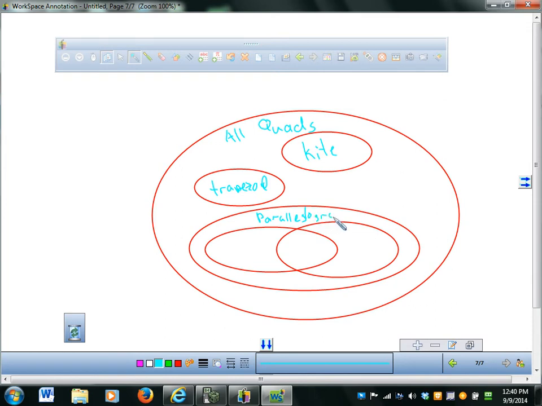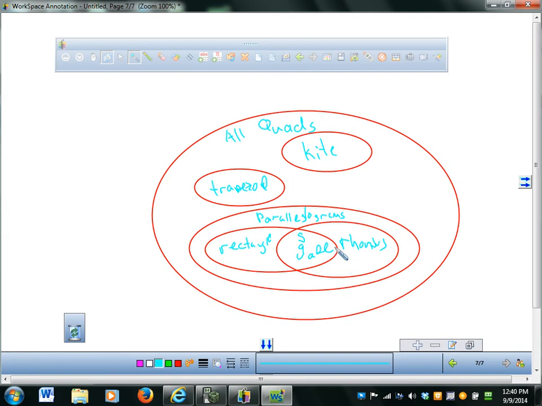Parallelograms. Okay? And then one type of parallelogram is a rectangle, right? And another type of parallelogram is a rhombus, right? What's between the intersection of a rectangle and a rhombus? What goes in here? A square. See the way that works? So this is a very useful diagram when they ask you questions like, is a square a parallelogram?